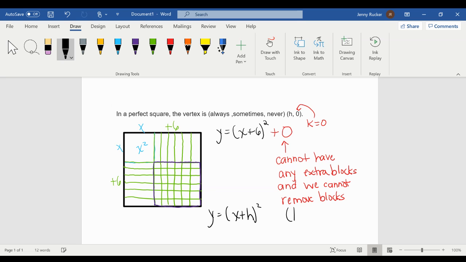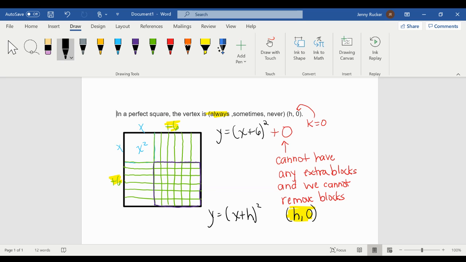So this has the vertex of h, 0, because we could do x minus h squared just the same as we did x plus h, and our vertex is still h, 0. Okay, so in a perfect square, the vertex is always h, 0, where h is this amount that we're adding or subtracting on each side. And k must be 0 because we can't add any extra blocks or take away any of those unit blocks. So it will always be h, 0 for a perfect square.